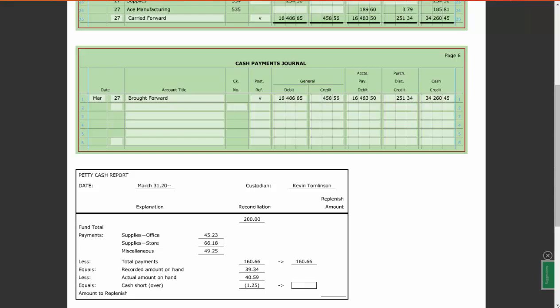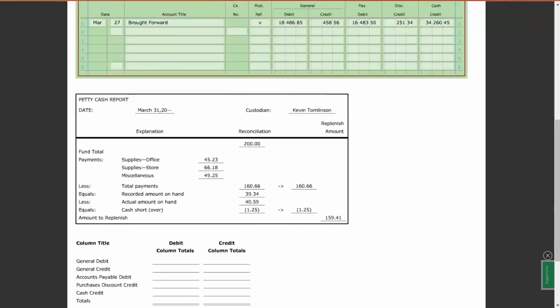I always want to have $200 to start in there. So right here, we have 160.66. I have to take this parentheses, $1.25, and move this over to there. And again, the parentheses means that it is over. I have more money than what I should. And mathematically, what I need to do is take 160.66 and subtract from it $1.25. So my check should be 159.41. I had to do all that math before I could journalize the transaction.